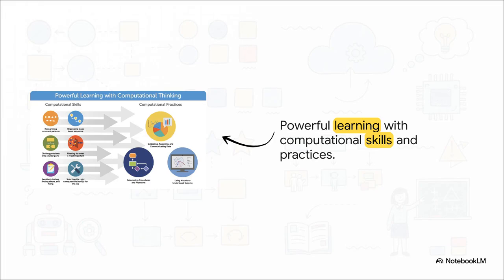And you can really see how this maps out a cycle of powerful learning. On the left side, you've got these cognitive skills, things like recognizing patterns or doing iterative testing, and those feed directly into the practical applications on the right, which is what allows us to automate procedures, analyze data, and model entire complex systems. It's a continuous, cyclical process.